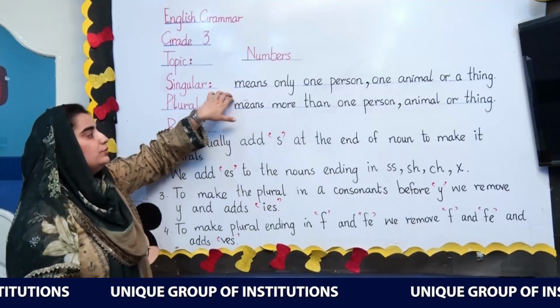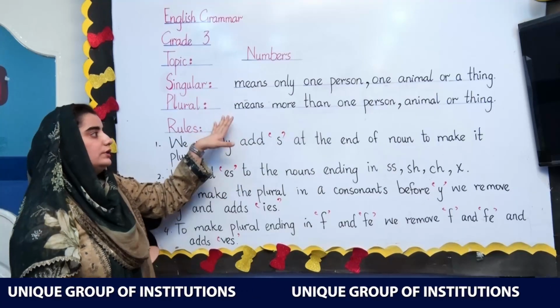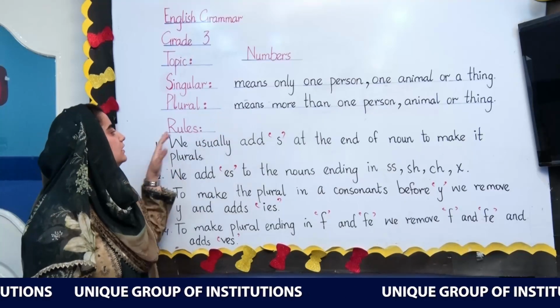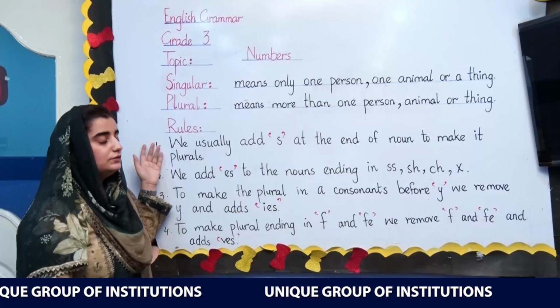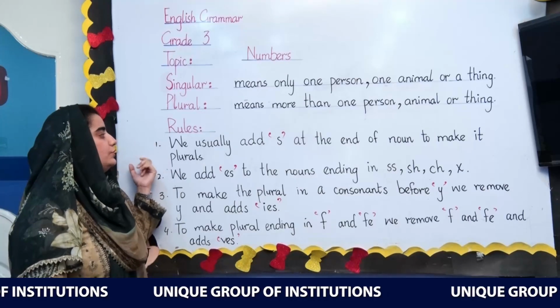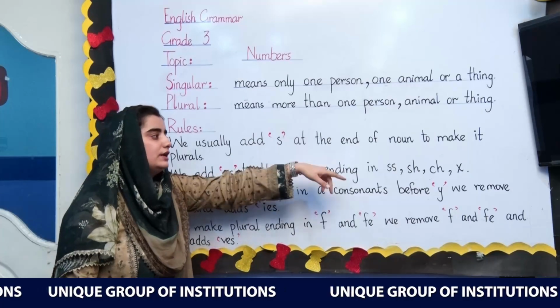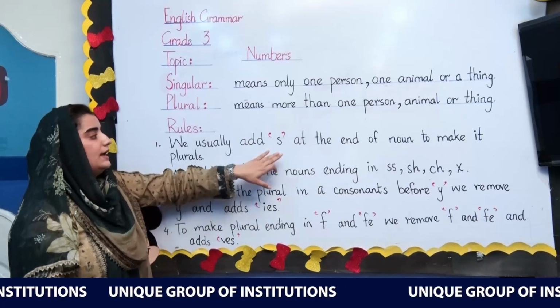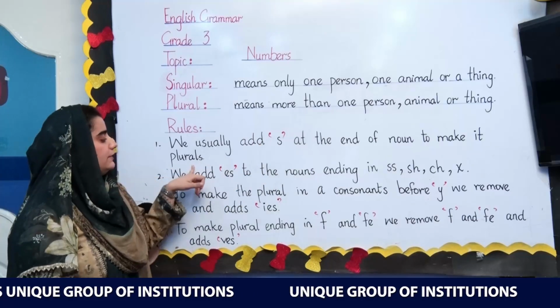Like in singular, we need to talk about only one person, and in plural, we need to talk about more than one person, place, anything. There are some rules of singular, plurals or numbers. The first rule is we usually add s at the end of the noun to make it plural. हम first rule में क्या करते हैं बेटा, s लगाते हैं last पे उसको plural बनाने के लिए.